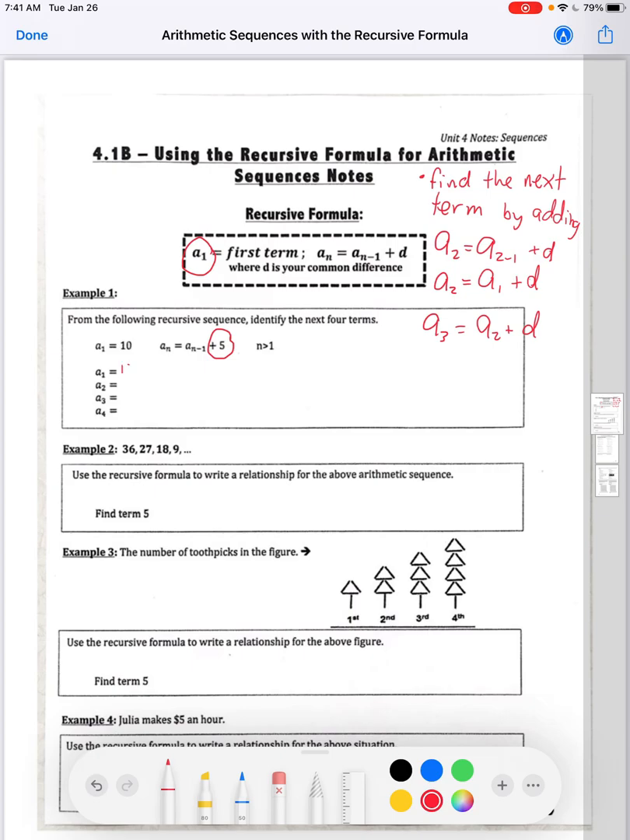A of 1 is equal to 10. A of 2 is the same thing as a of 2 minus 1 plus 5, which is a1 plus 5, which would become 10 plus 5, or 15.